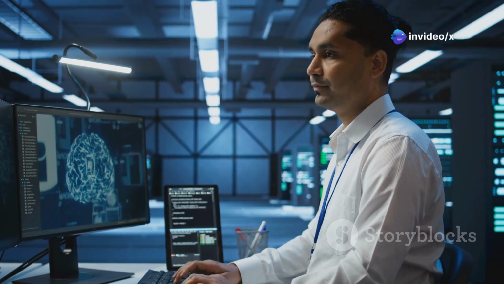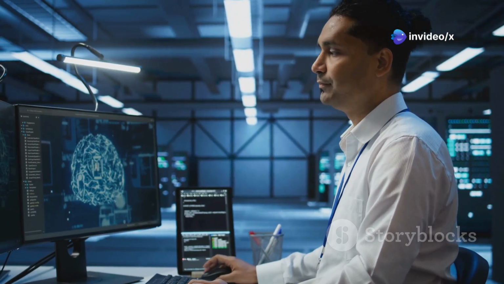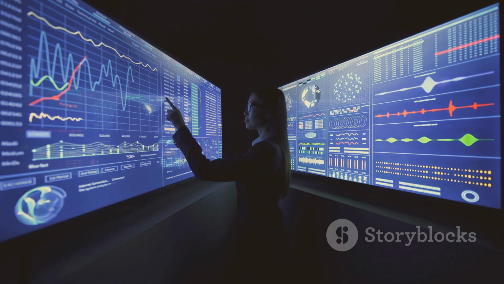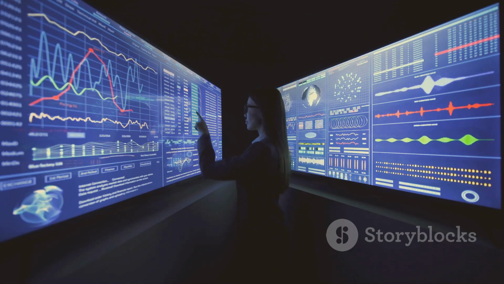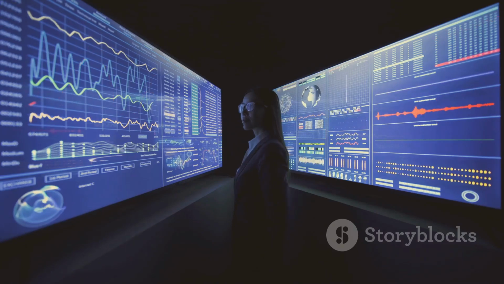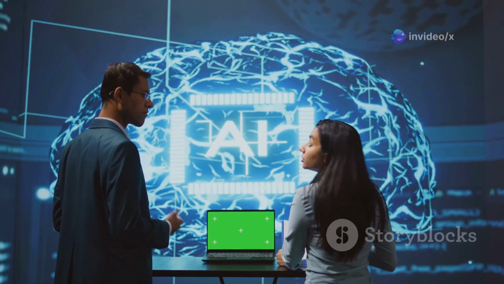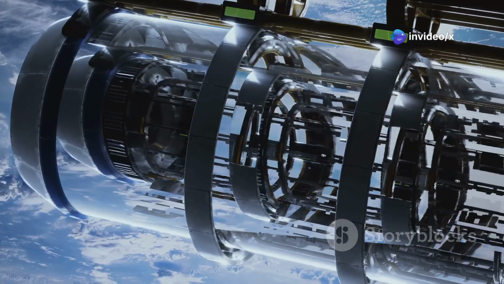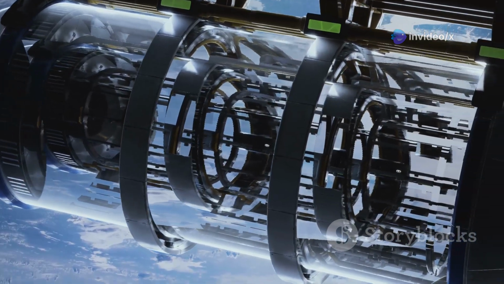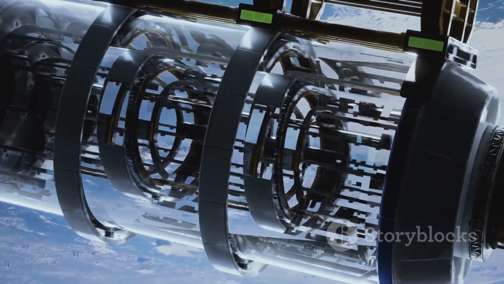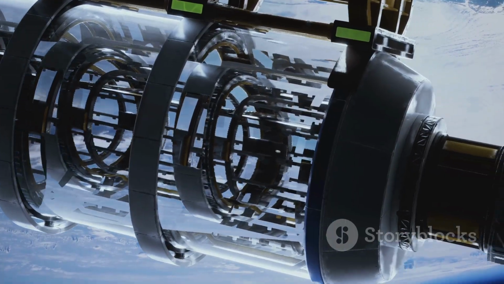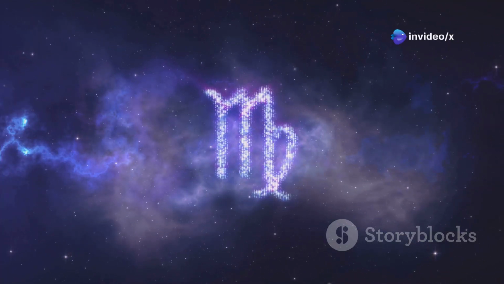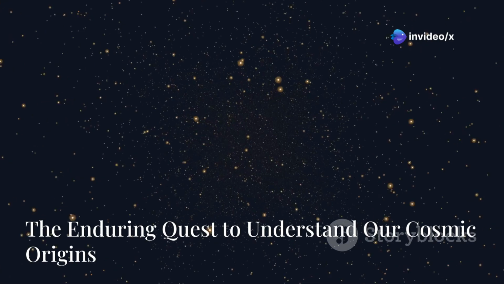Another area of active research is the development of new data analysis techniques. These techniques are essential for extracting faint gravitational wave signals from the noisy data collected by detectors. Machine learning and artificial intelligence are playing an increasingly important role in this effort. As technology advances, we can expect to see even more exciting discoveries in the field of gravitational wave astronomy. These discoveries will continue to revolutionize our understanding of the universe and its evolution.